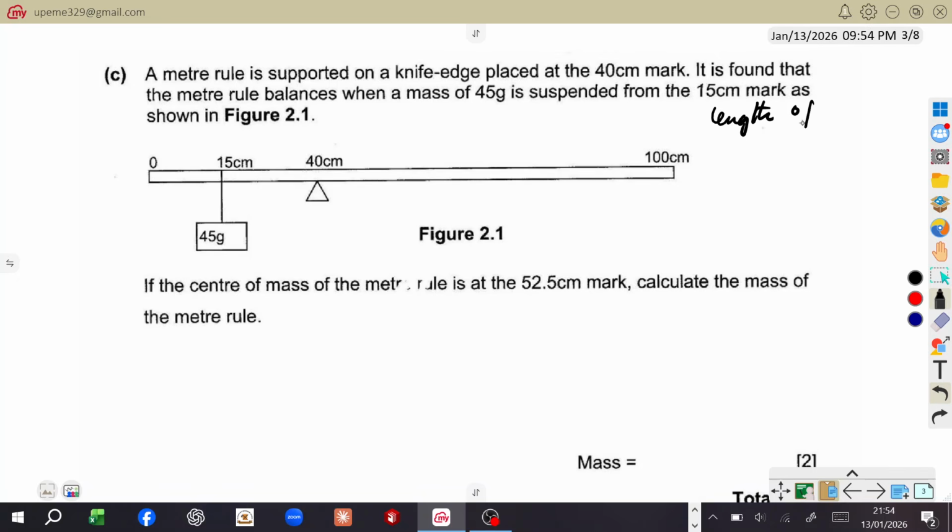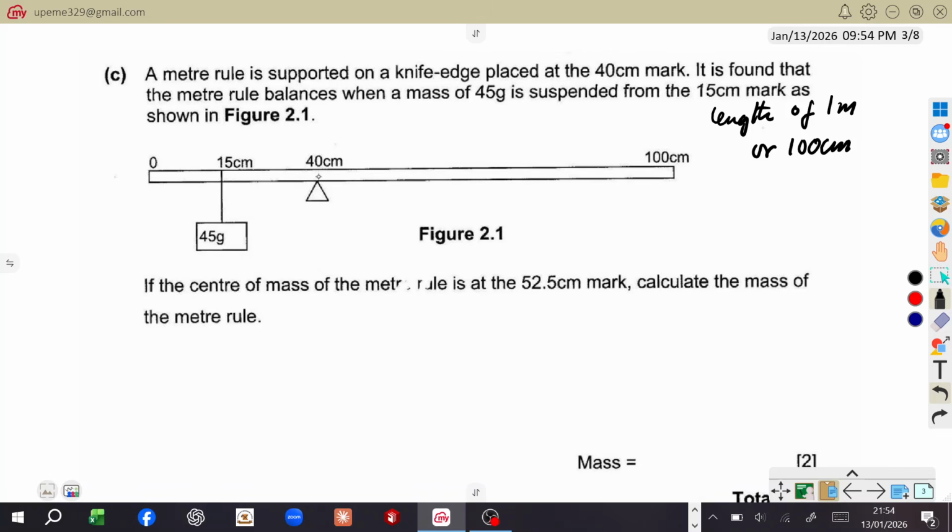length of 1 meter or 100 centimeters. So in this case, the markings are 0, 15, 40, 100. So from 0 up to the end, it is 100, which is the correct length of 1 meter. So they're saying a meter rule is supported on a knife edge. So there is a knife edge here where it is supported, okay, at the 40 centimeter mark.